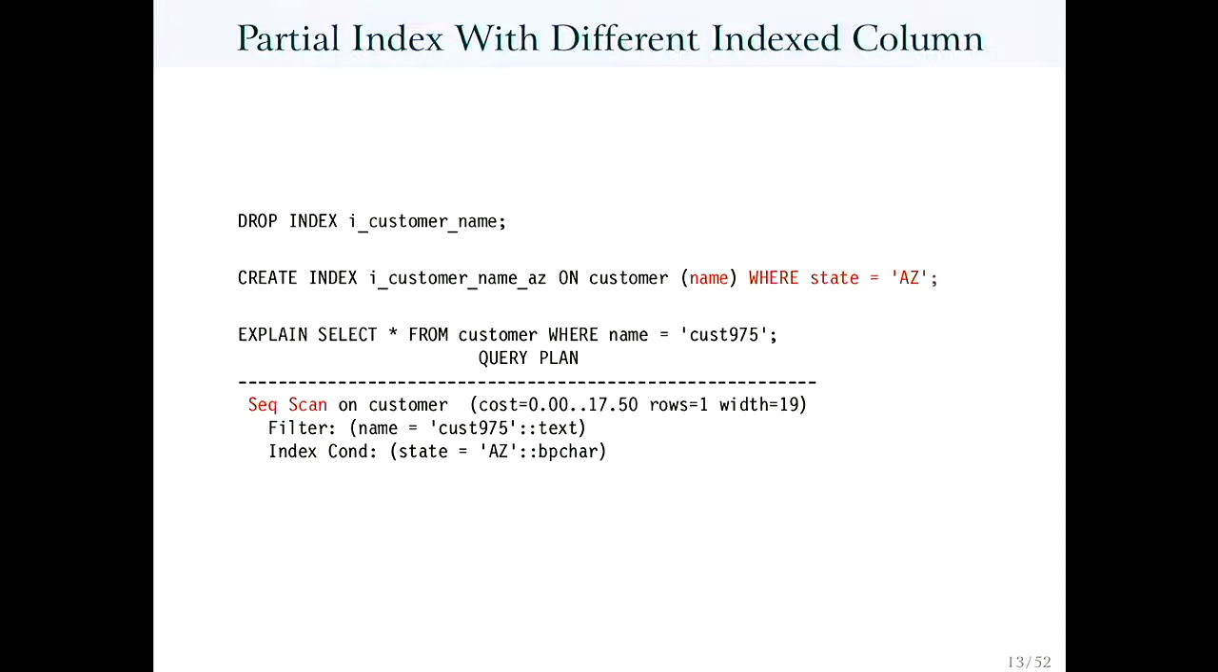Because of the way a btree works, all of your states are going to be right next to each other, and the optimizer knows that, so it's going to do that fine.